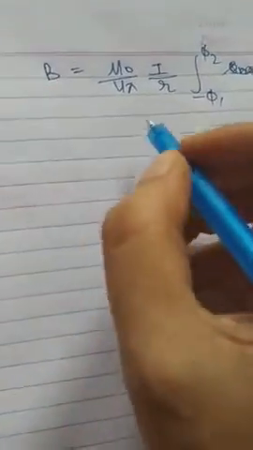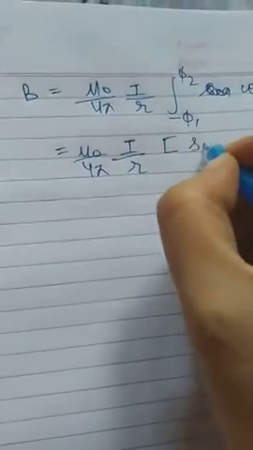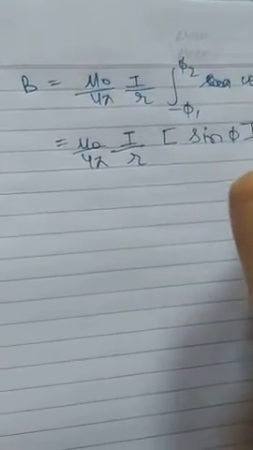So what we will get? B is equal to mu naught by 4 pi I by R integration minus phi 1 to phi 2 cos phi d phi. Now integration of cos phi d phi is your sin phi. So we'll get here mu naught by 4 pi I upon R, and this limit is now sin phi, and the limit will become minus phi 1 to phi 2.